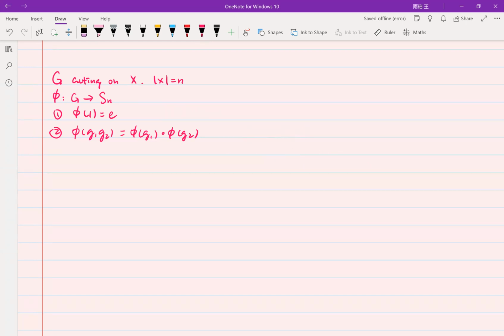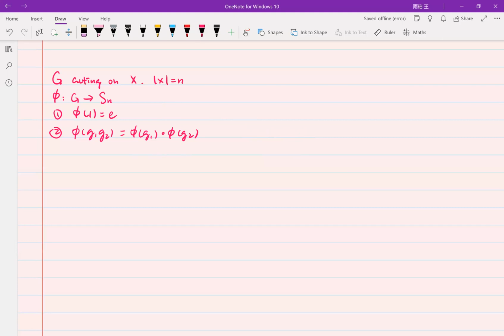Hopefully that makes sense. For simplicity, to avoid confusion, I would like to write phi of g as phi subscript g, just so that we don't confuse g as an element in X. So all of the subscripts are elements in G.